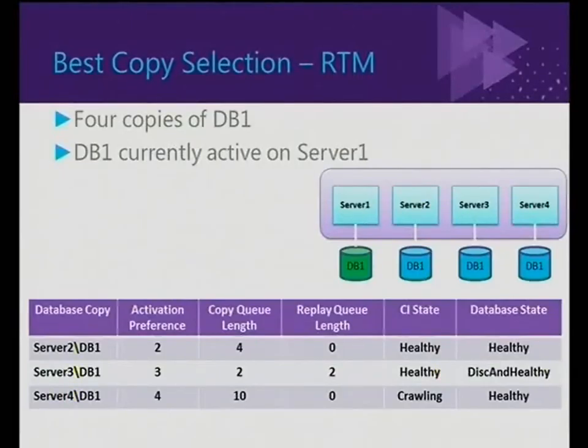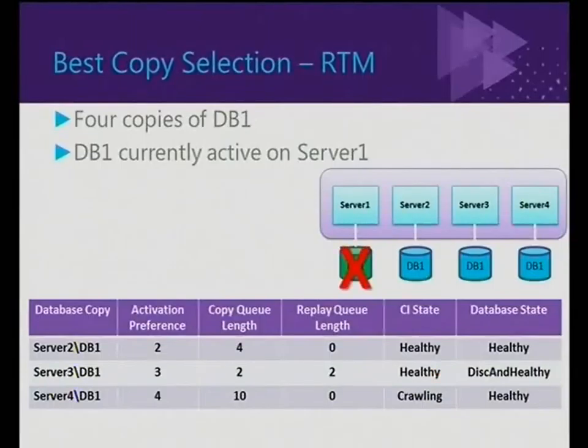We've got one DAG. It's got 4 servers in it. The active copy is on server 1. We've got passive copies on servers 2, 3, and 4. And you can see lots of information about those 3 passive copies: the activation preference value, the current copy queue length, the replay queue length, the state of the content index, and the database states as well. A lot of rich information for the system to look at here and choose.